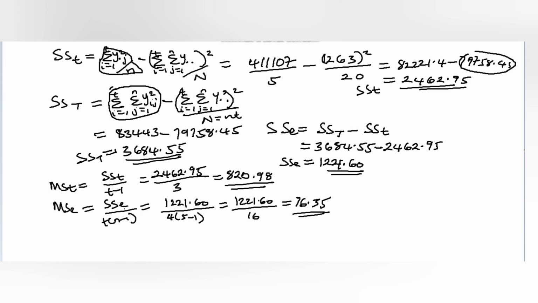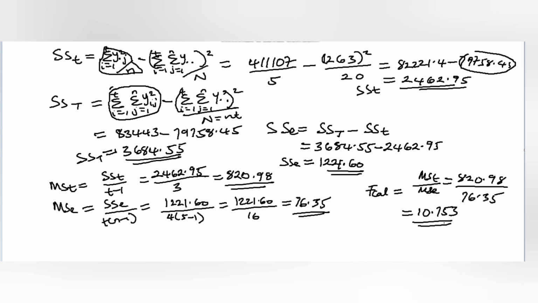So let's look at our F calculated now. Our F calculated is going to be equal to MS treatment all over MS error, which is equivalent to 820.98 divided by 76.35. So if you solve this, you are going to have nothing but 10.753. So this is what we have.